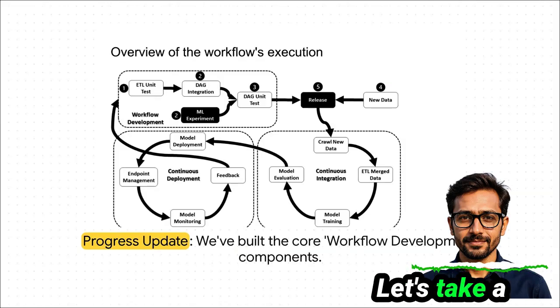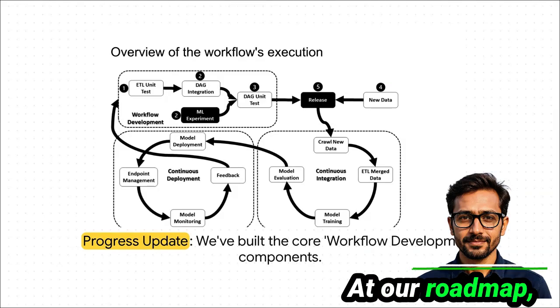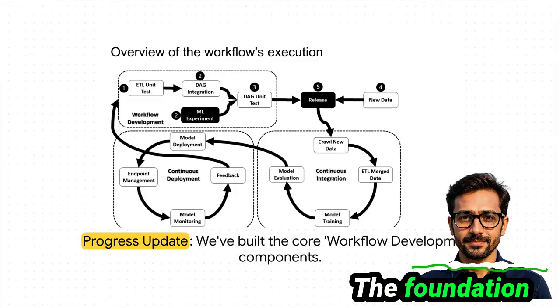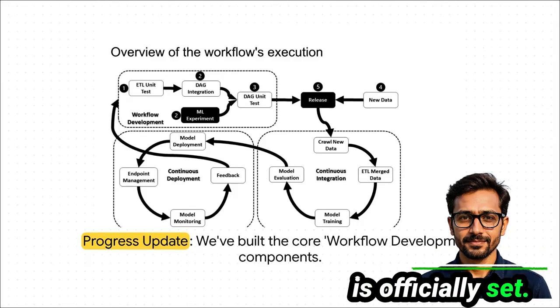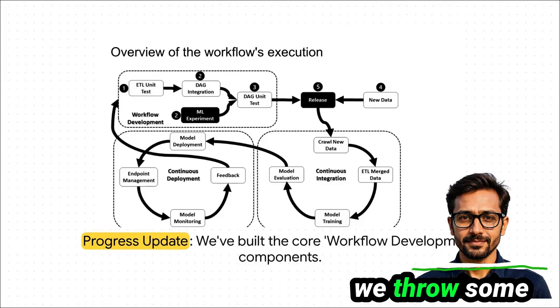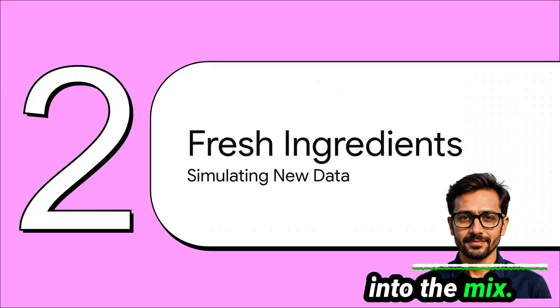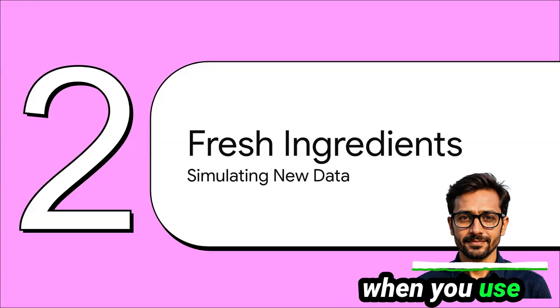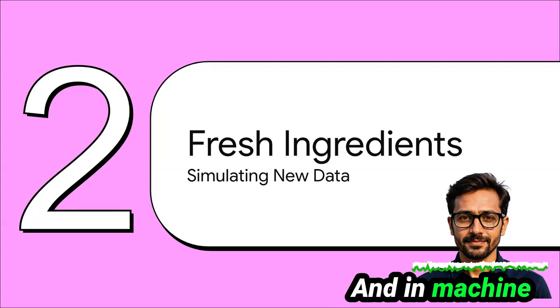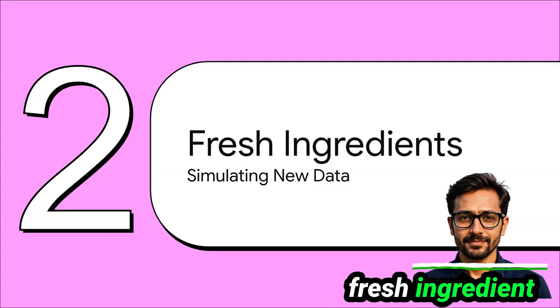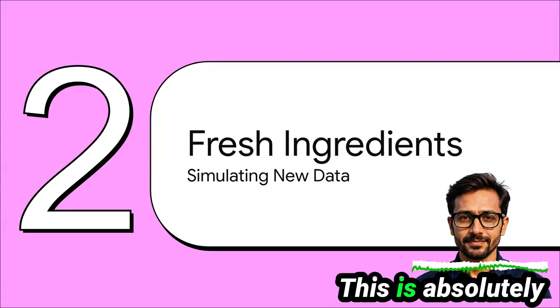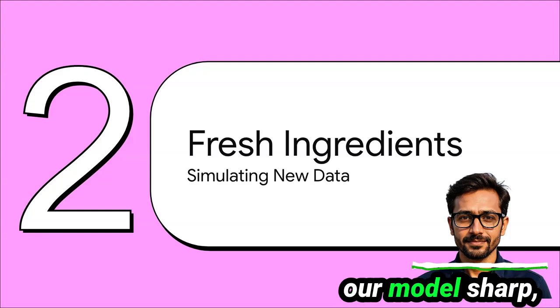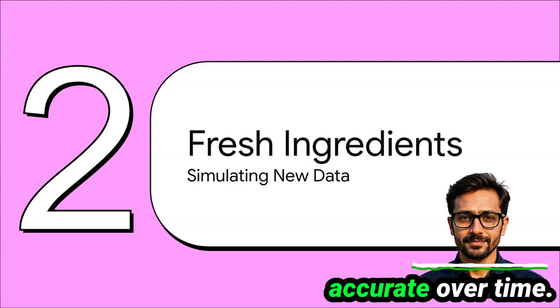Okay, let's take a quick look back at our roadmap. We've just put together the core workflow development components. The foundation is officially set. So now let's see what happens when we throw some fresh ingredients into the mix. A really great model is just like a chef's signature dish, right? It only gets better when you use fresh ingredients. And in machine learning, our fresh ingredient is new data. This is absolutely key to keeping our model sharp, relevant, and accurate over time.